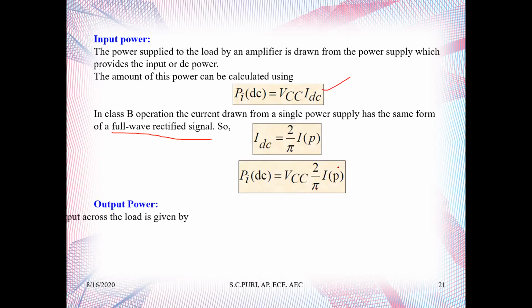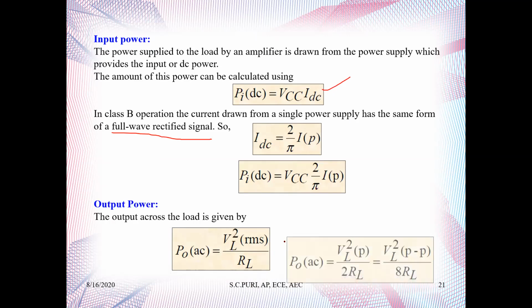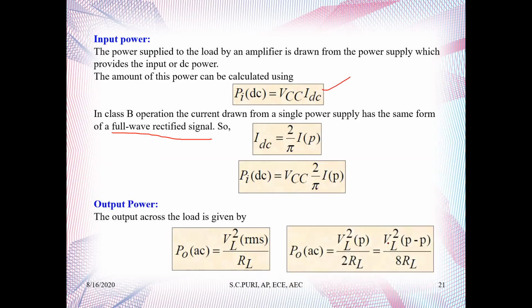So the output power across the load is given by, you can see here, RMS voltage squared by the load resistance. So you will get VL squared peak to peak divided by 8RL, because if you talk of peak to peak, the RMS will be V by 2. So 2 by 2 squared is 4, it will come down, then it will be 8 here. So this is the expression.